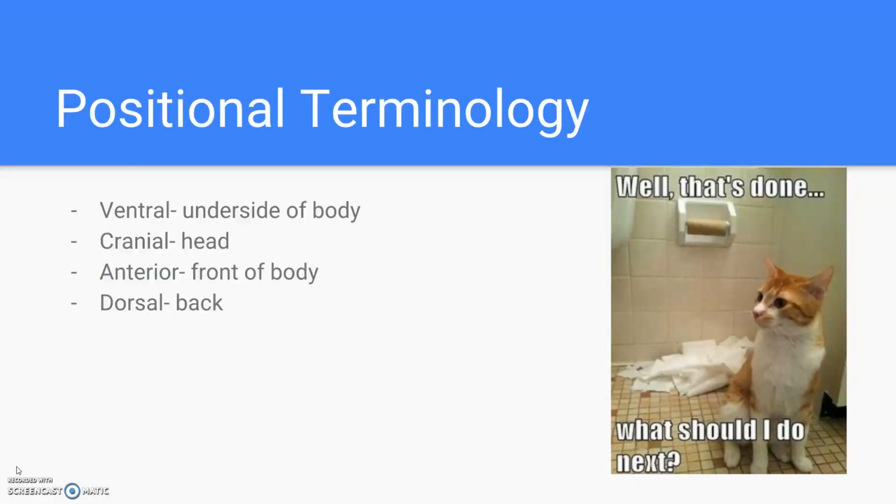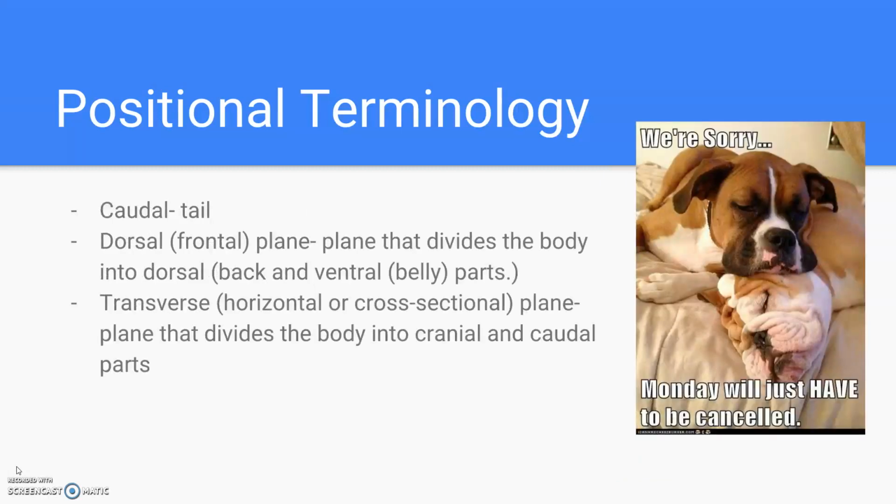There's also several different positional terms that we can use that describe different areas of the body. So ventral means the underside of the body, like the belly area. Cranial means towards the head. Anterior means the front of the body or towards the chest. And dorsal means the back or along their spine. Caudal means towards the tail. The dorsal or frontal plane. This is the plane that divides the body into the dorsal and ventral parts.